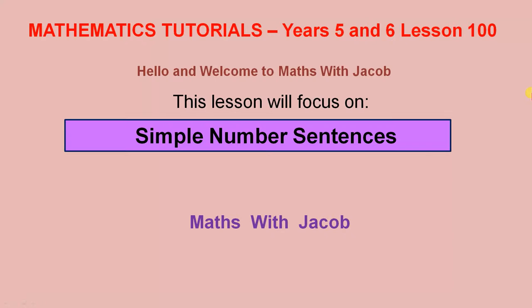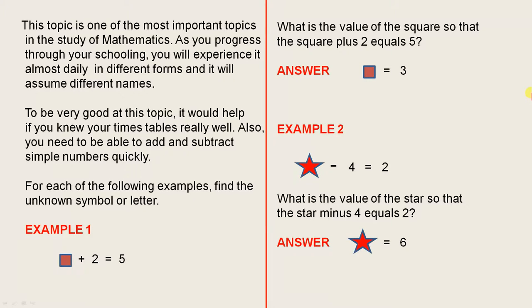This lesson will focus on simple number sentences. This topic is one of the most important topics in the study of mathematics. As you progress through your schooling, you will experience it almost daily in different forms, and it will assume different names. To be very good at this topic, it would help if you knew your times tables really well. Also, you need to be able to add and subtract simple numbers quickly. For each of the following examples, find the unknown symbol or letter.